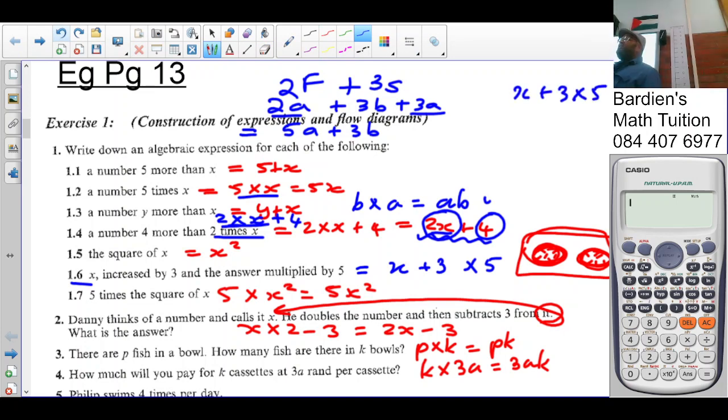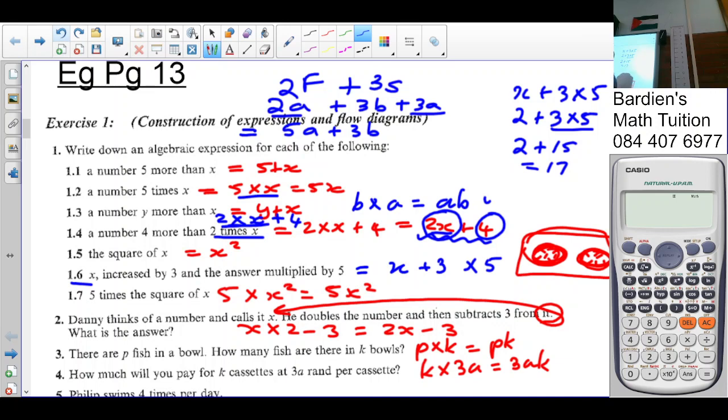What was the answer early on? 25. Not so. So this is going to be 2 plus 3 times 5. According to Bodmas, what must be done first? So 2 plus 15, which is 17. So is this right? No. Read the question again.